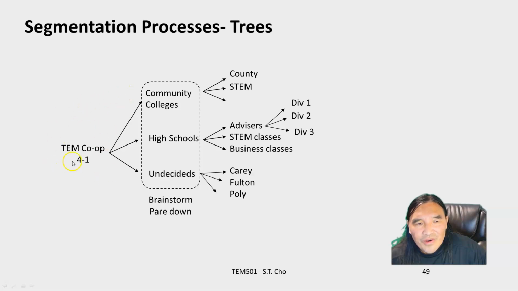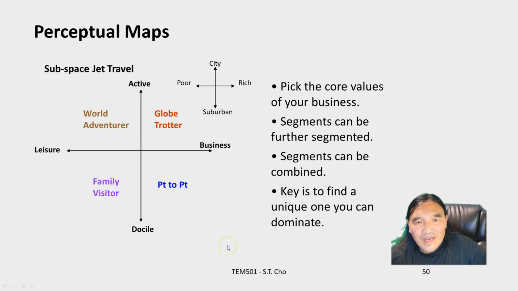So who do you market to? Well, community colleges, high schools, undecided. And then from community colleges, you have county community colleges, STEM. High schools, who do you talk to? Advisors, STEM classes, business classes. Different high schools have different sizes. Undecided, it's the different schools here. And so you break it all up.